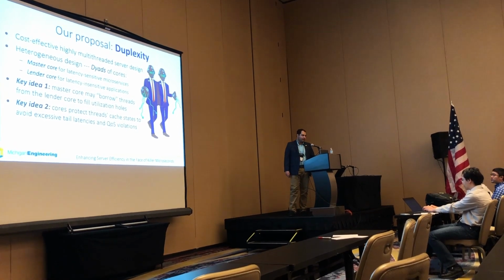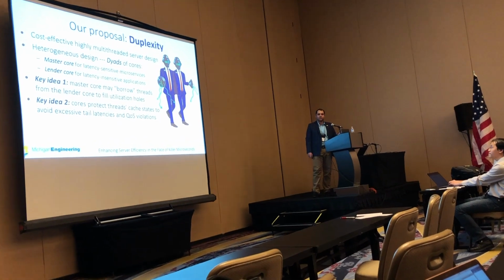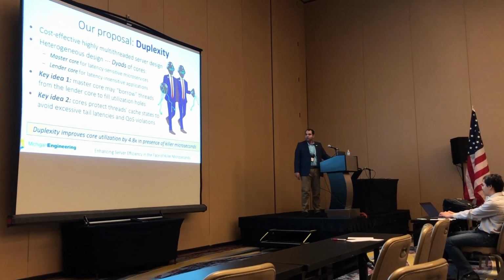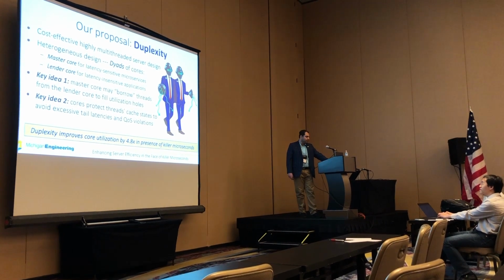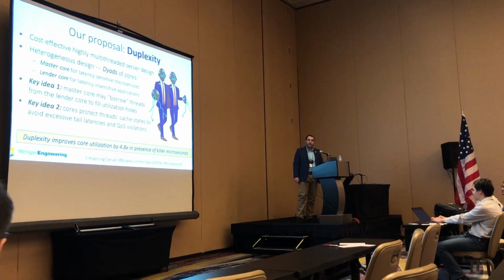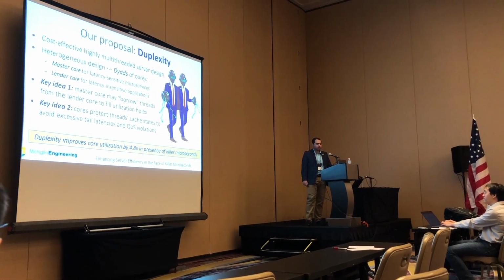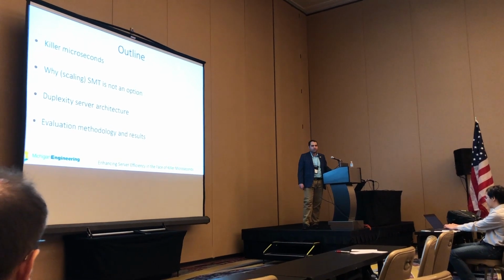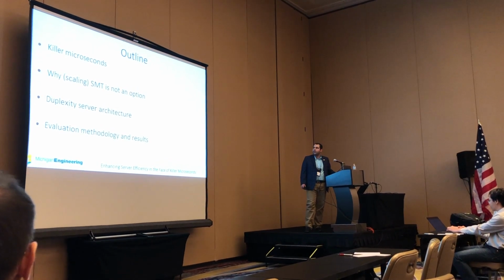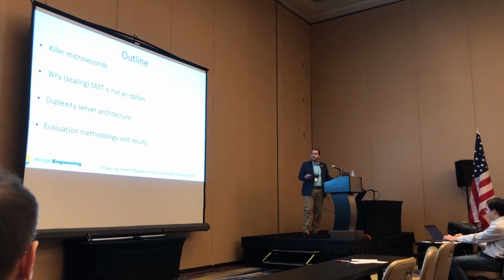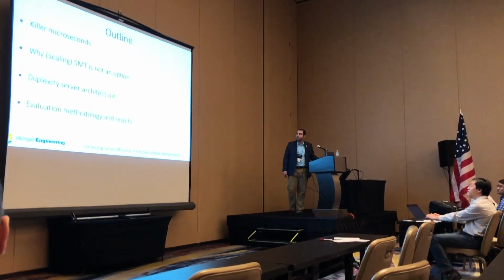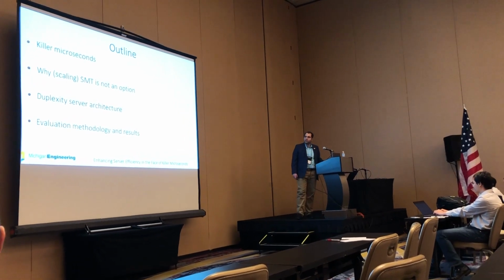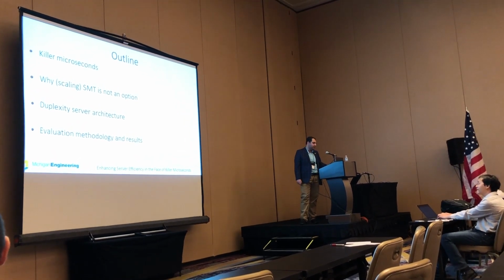And the second one is that cores protect their threads' cache states to avoid quality of service violations and excessive tail latency. Altogether, we show that Duplexity is able to improve core utilization by 4.8x in the presence of killer microseconds. So in this talk, I will first talk about the killer microseconds problem in a little more detail, and then talk about why just scaling SMT cores to have more threads is not an option to battle killer microseconds. Then I will talk about the Duplexity server architecture, and at the end I will give you some evaluation methodology and results.